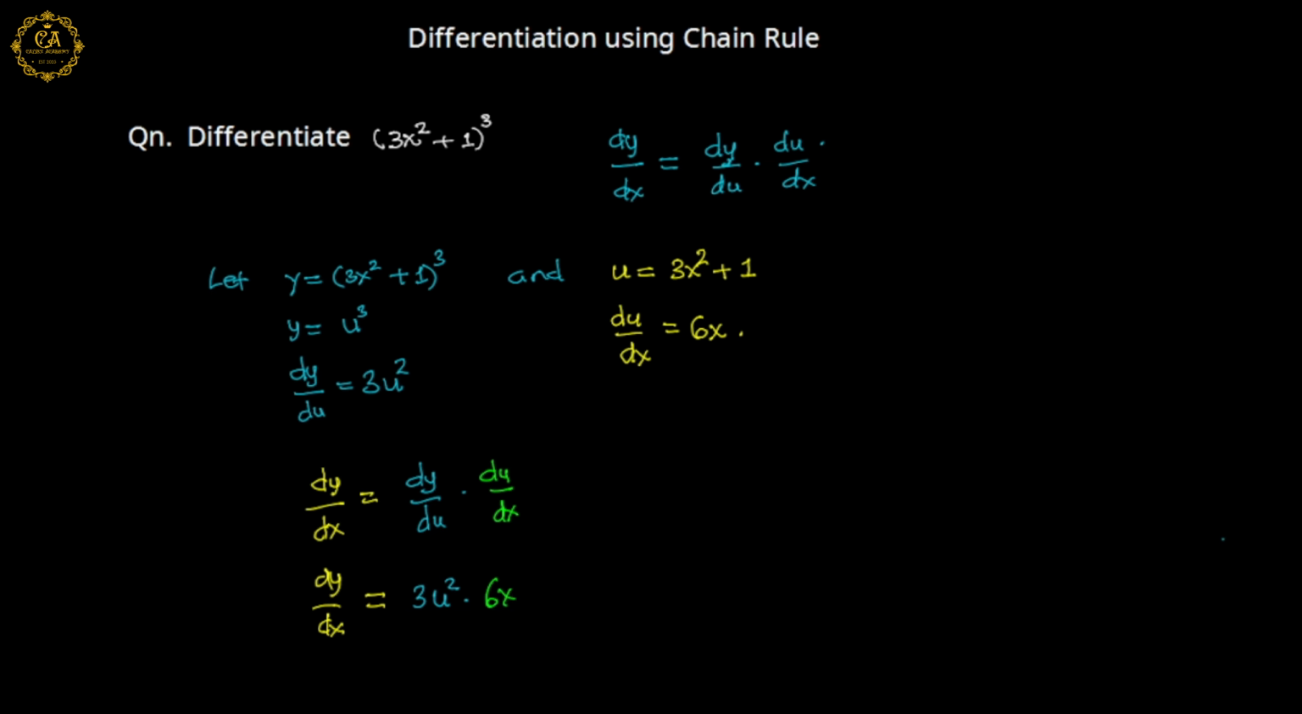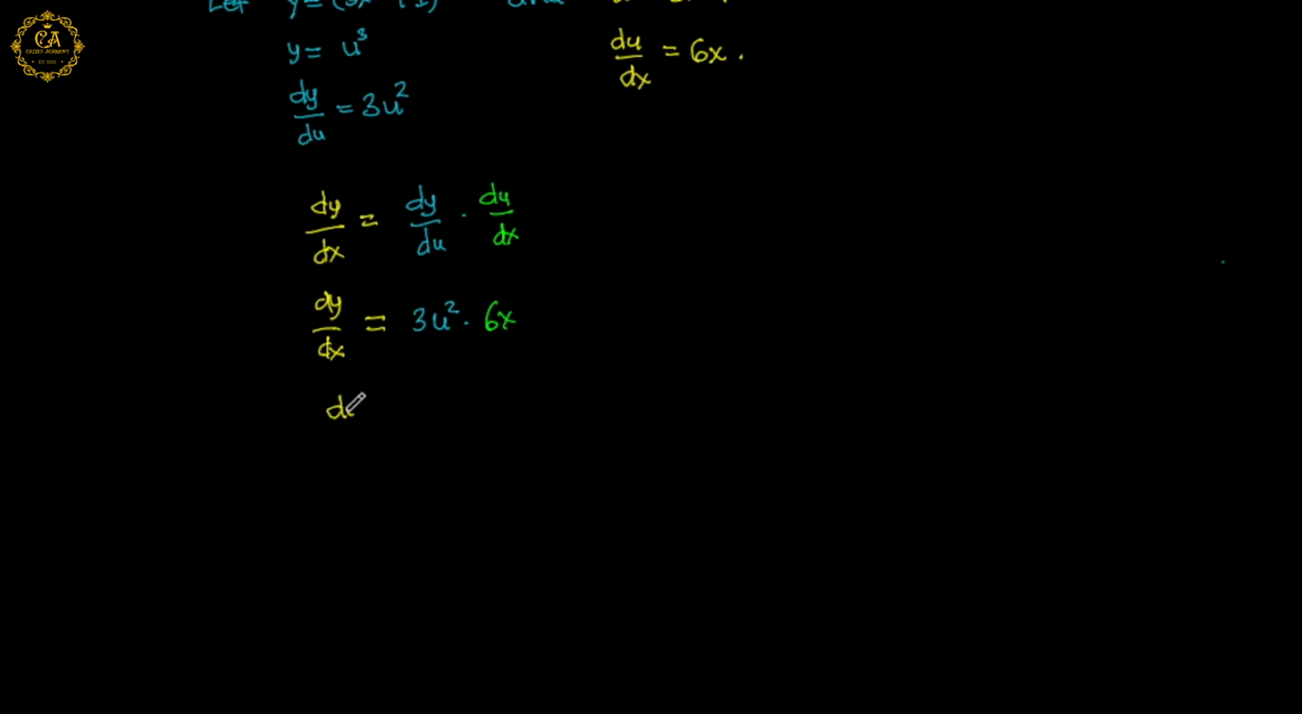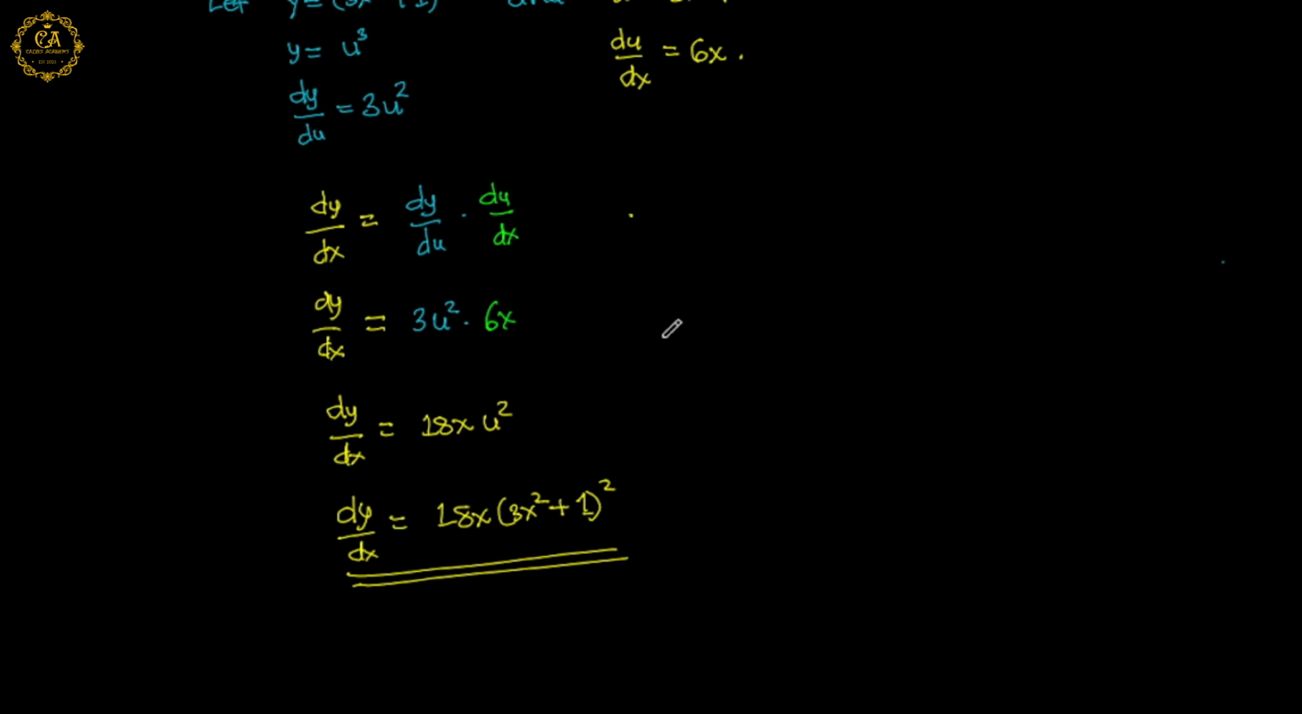Then let's simplify these terms such that dy/dx equals, now when you multiply 3 and 6, you get 18, so we have 18x u squared. So we can substitute the value of u back. So we have dy/dx equals 18x into (3x squared plus 1), and u is squared, so we have to also square this. So this is differentiation using chain rule.